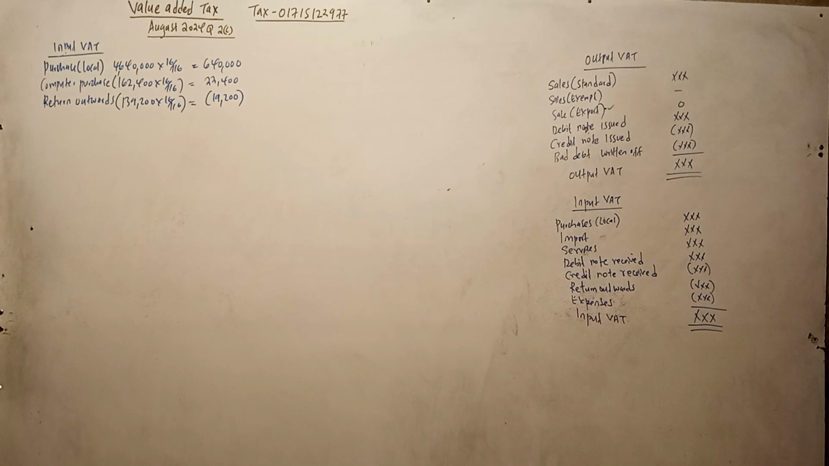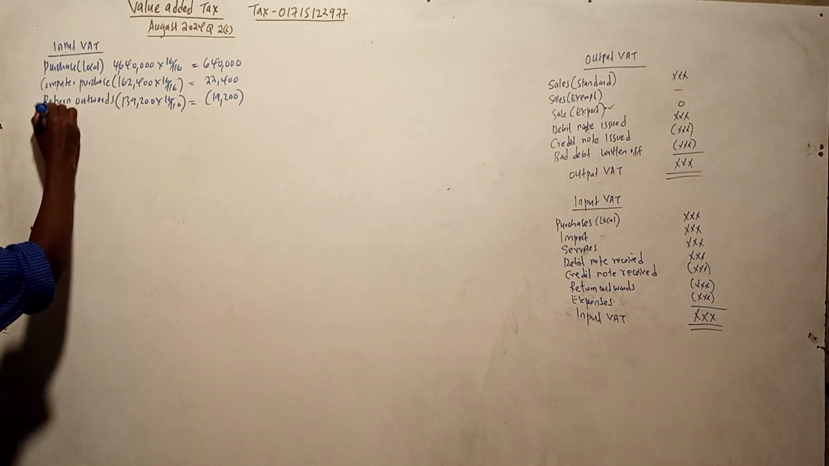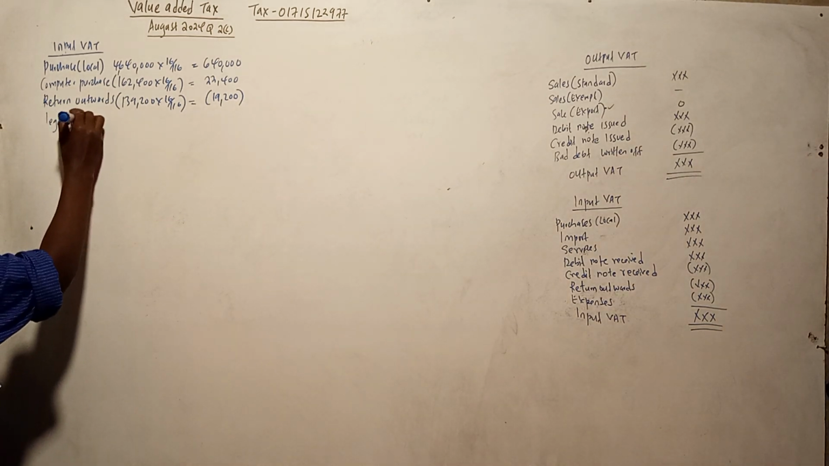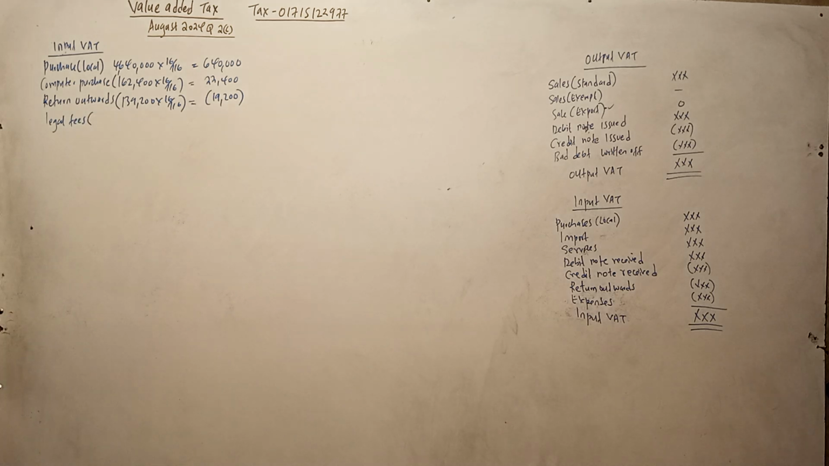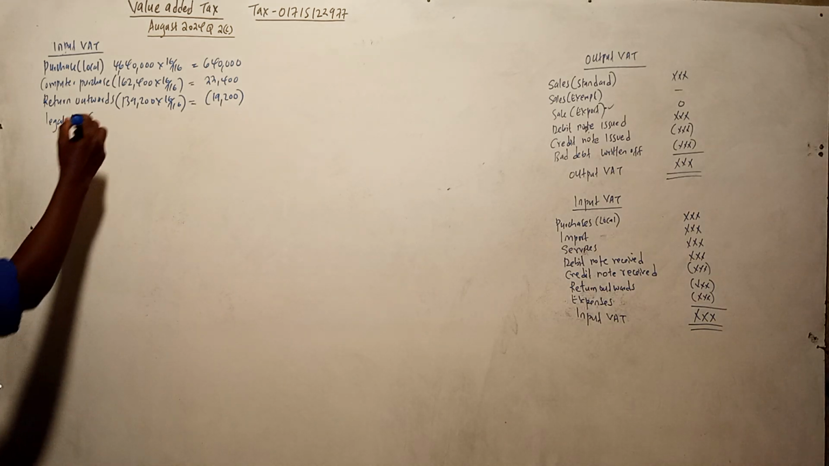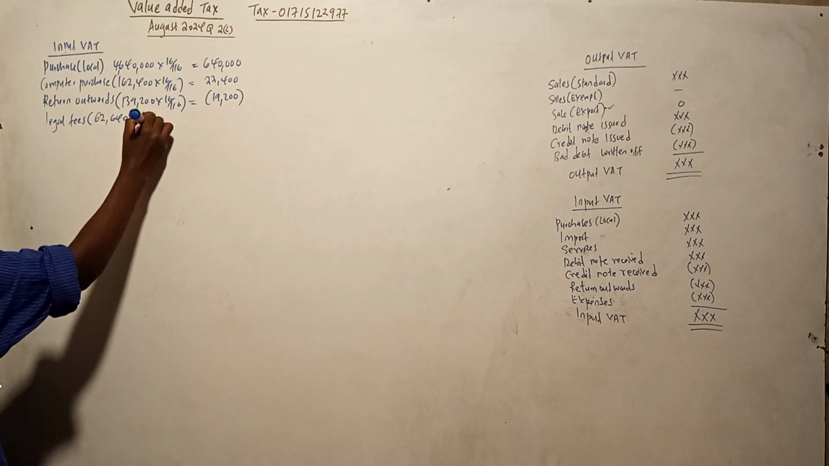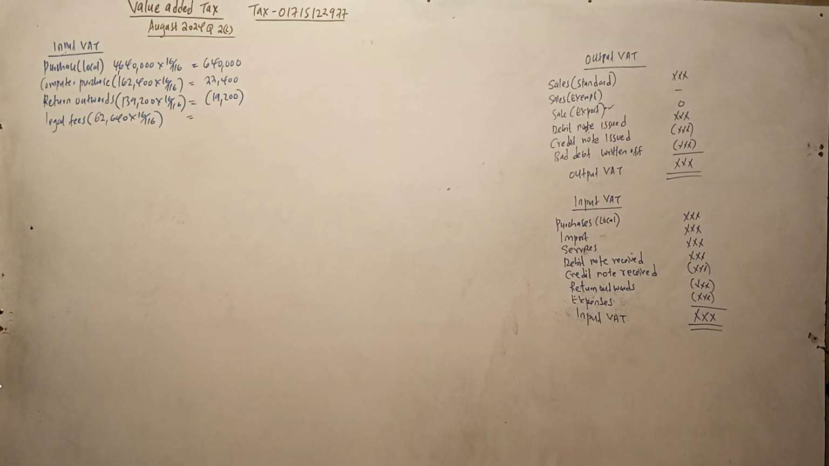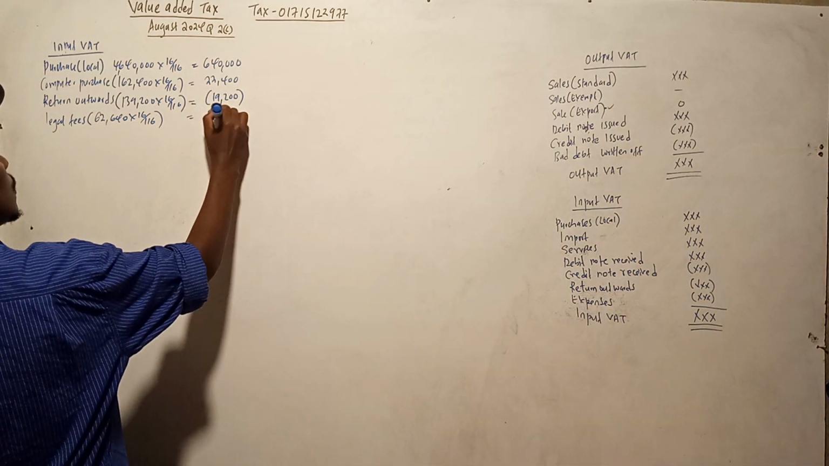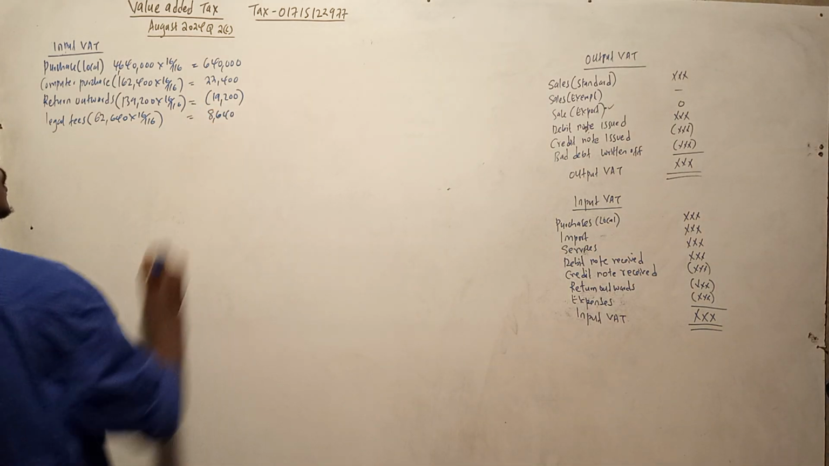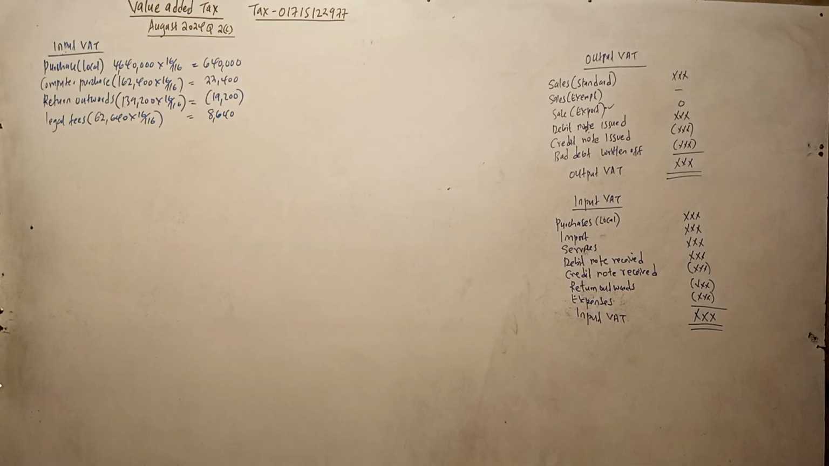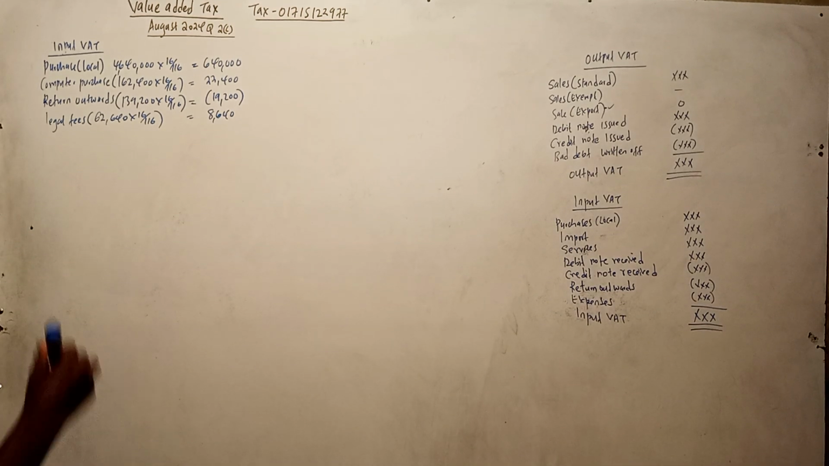We have legal fee. It's also a payment. Legal fee, 62,640 times 16 over 116. It's also a payment. So payment and purchases are input. So 62,640 times 16 over 116, 8,640. Yeah. We have import as usual.